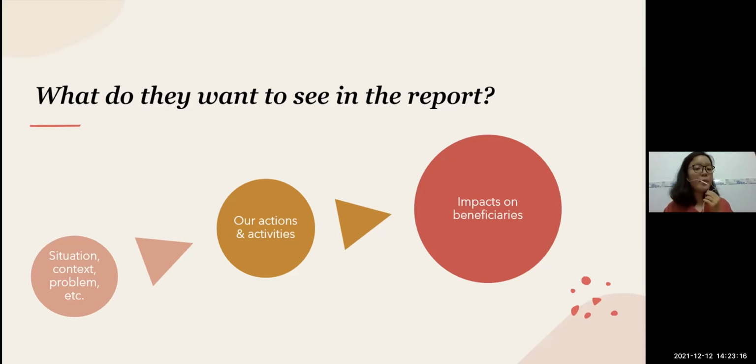But most important of all is the impact of our action or activity on the beneficiary. So sometimes I draw these circles in different sizes for a purpose, because the impact is really what we need to focus on and spend time to explain. Then lower is the action, and the least important is the situation.